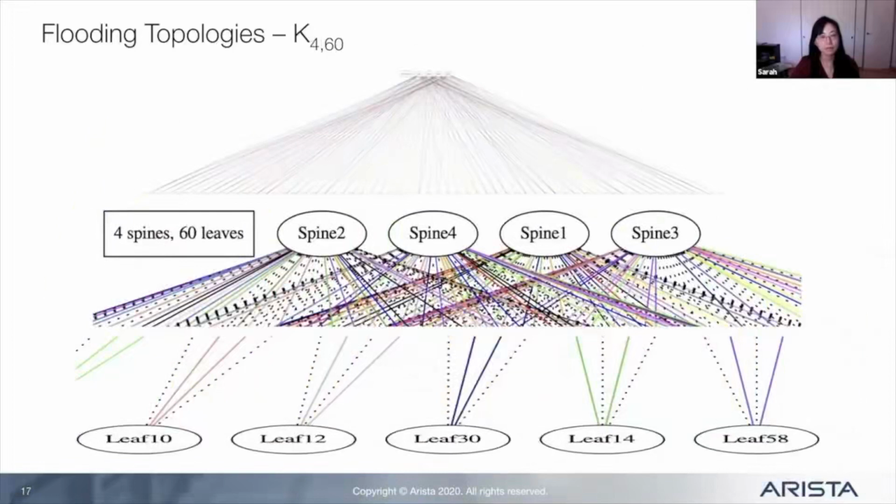This is a flooding topology for 4 spines and 60 leaves. Each leaf is connecting to all the spines, and only two links are chosen as the flooding topology.